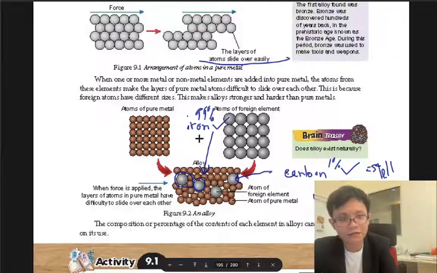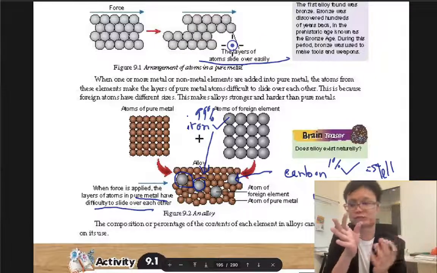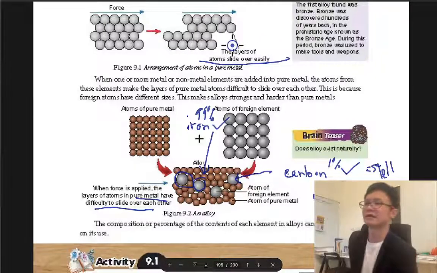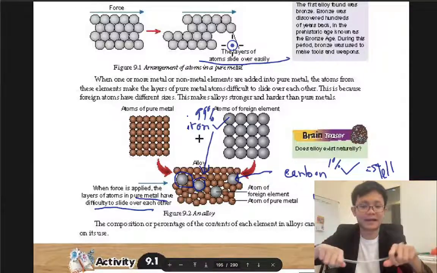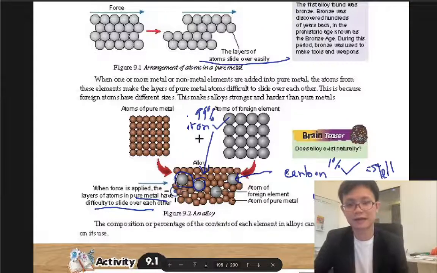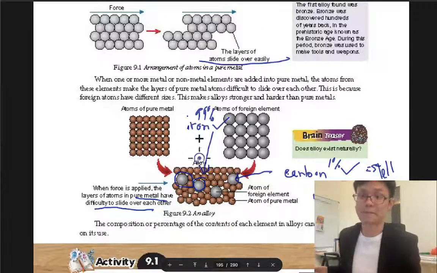So when you put the foreign atom, the question asks, why will it become stronger? It becomes stronger because in pure metal the atoms slide over one another easily, so the metal is very easy to bend. Let's say this is the normal iron. I can take it like this and bend it. But once I put the carbon, I cannot bend it, okay?